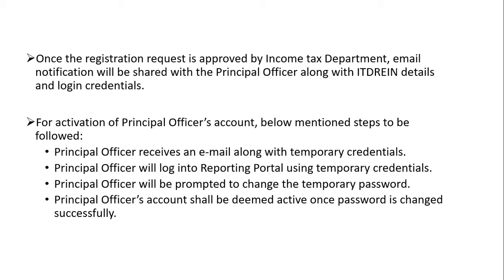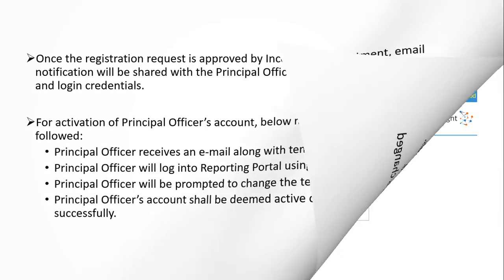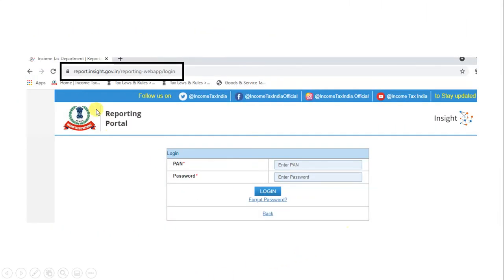In case the principal officer is old, that means he already has an account in the reporting portal, then only the user ID and ITD-RN will be communicated to the registered email ID, and the password will be the old password. Once the account is activated, we can go to the reporting portal and enter the PAN of the principal officer and the password communicated in the email, or the old password in case of an old account. Once we enter the login credentials, click on login.